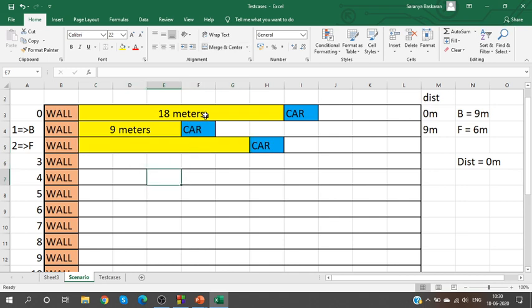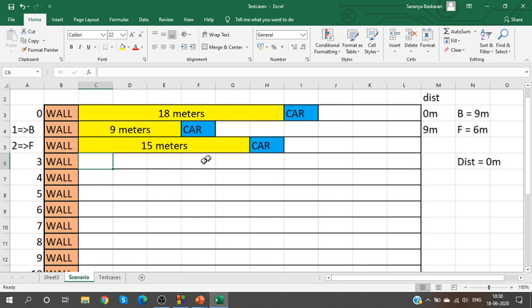Okay. So now if you observe, it has moved away from the wall. Since it moved in forward direction, it has moved away from the wall. What will be the distance now? See, initially the distance was 9 meter. Now I have moved forward by 6 meter. So the distance will be 15 meters.